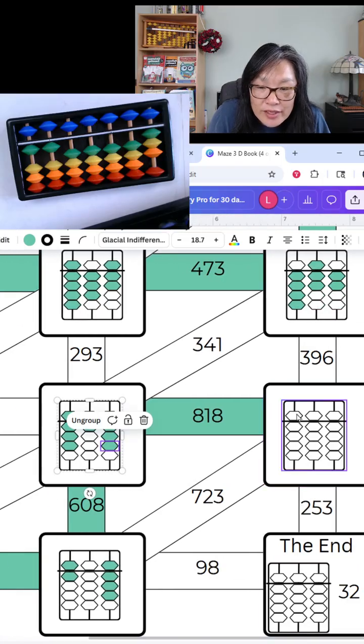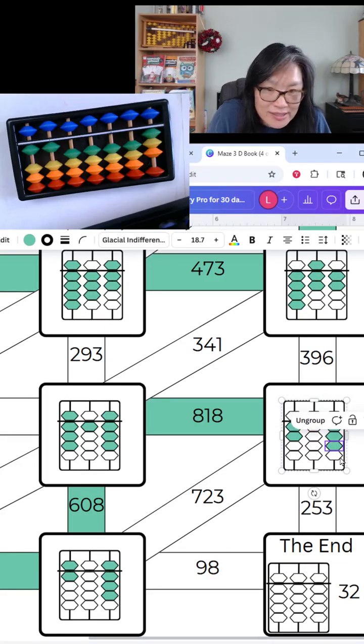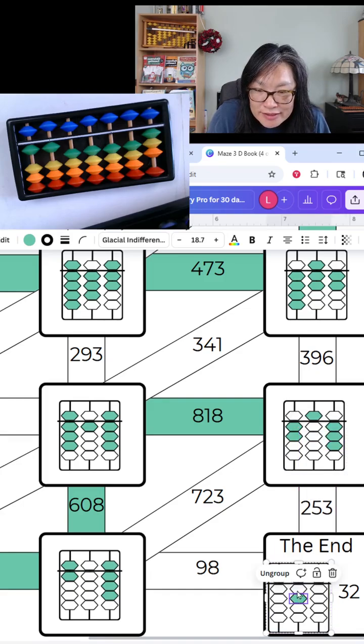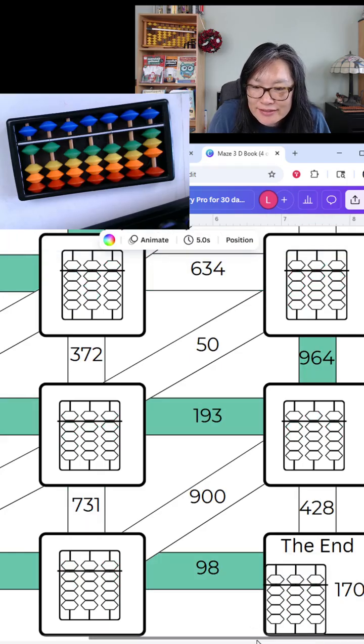Let me know if you have any questions. I'm here for any math abacus questions. If you have any questions about how to add and subtract and multiply, you can do any arithmetic. You can do it. It's easy.